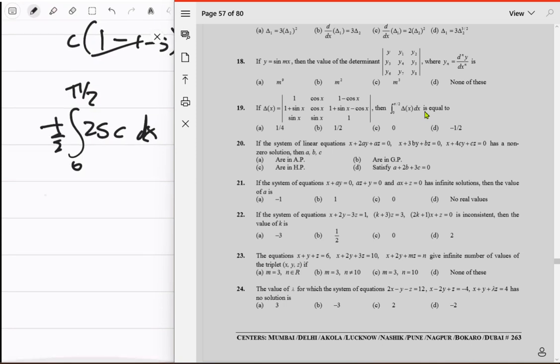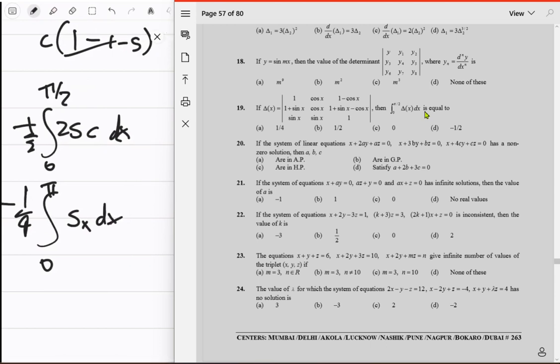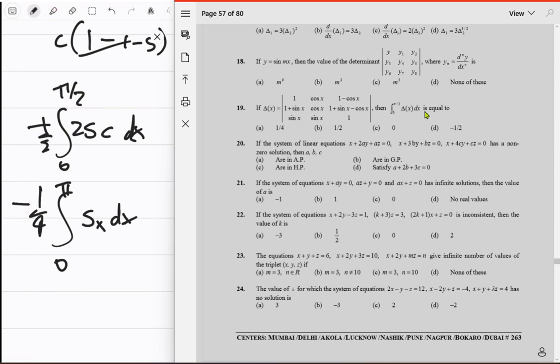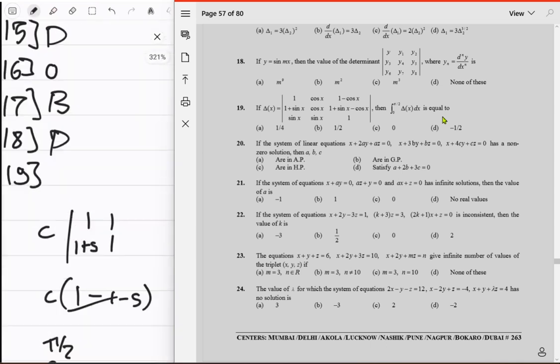Just negative 1 upon 4 integration 0 to pi of sine 2x dx. I'm just going to replace 2x by x. That would make more sense. Anyway, that's the thing. So what do you get? This is negative 1 upon, well, this integration 0 to pi, right? Symmetry says that this will just be equal to 2. So just got negative 1 upon 2 as a value. So d is correct. Next question.